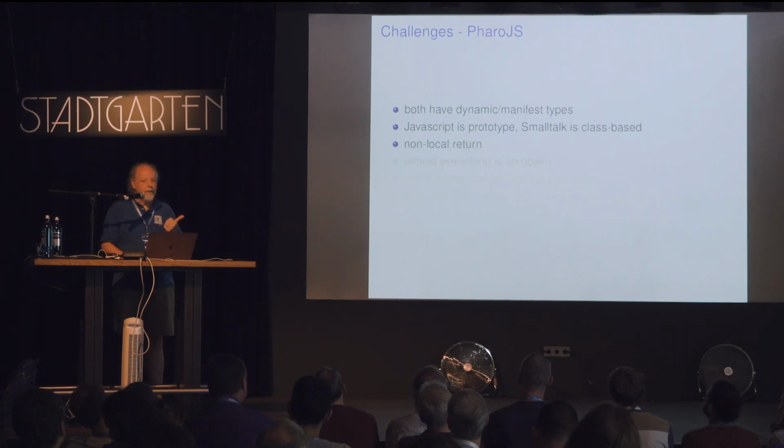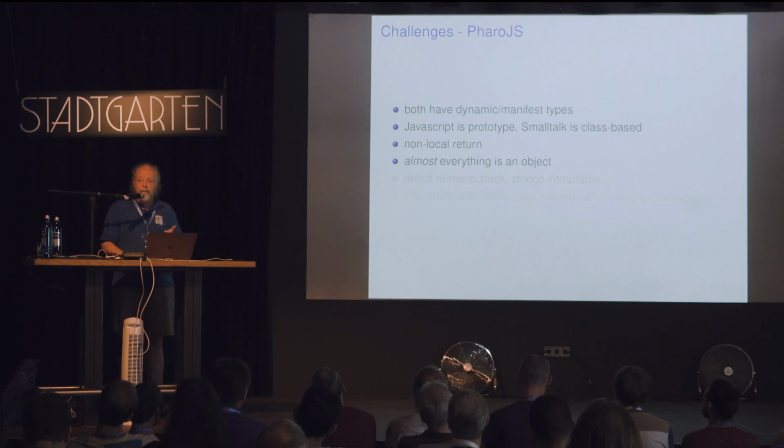Non-local return is a challenge. JavaScript has nothing resembling a non-local return. However, it does have exceptions. And if you use exceptions in a very tricky way, you can get non-local returns that work perfectly with Smalltalk semantics. Next, almost everything is an object in JavaScript, except for undefined and null, which aren't. So that means every time you send a message, you have to check to make sure that the thing is not undefined or null. Otherwise, you'll get a runtime error. And exceptions are not restartable, so that doesn't help.